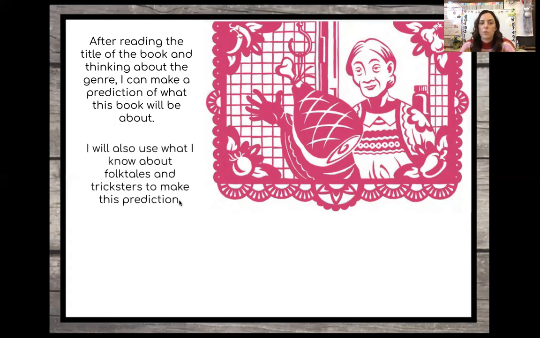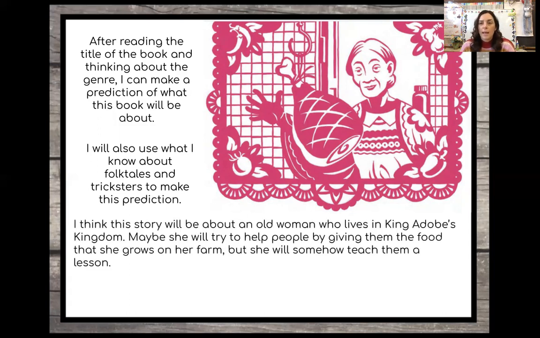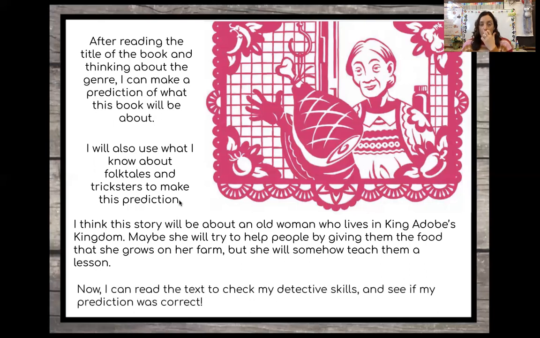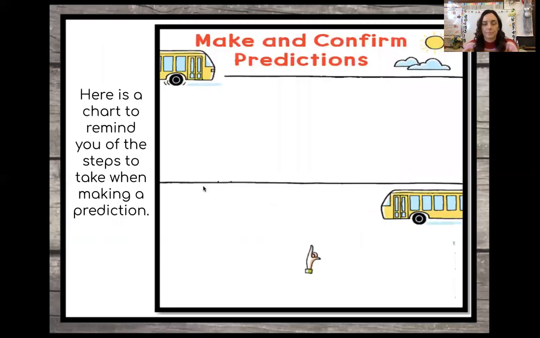I'm also going to use what I know about folktales and tricksters to make this prediction. So remember that we said that usually folktales teach a lesson. So I'm going to keep that in mind when I make my prediction. And I predict that this story is going to be about an old woman who lives in King Adobe's kingdom. And maybe she will try to help people by giving them food that she grows on her farm, but she will somehow teach them a lesson. So now, after I've made my prediction, I can read the text and see how my detective skills were to check if my prediction was correct.